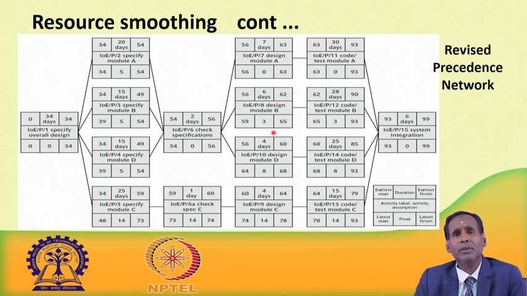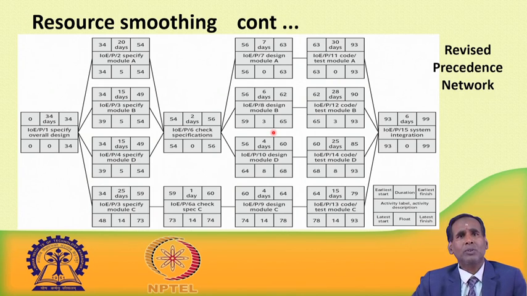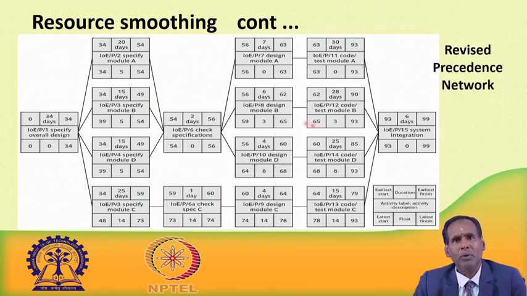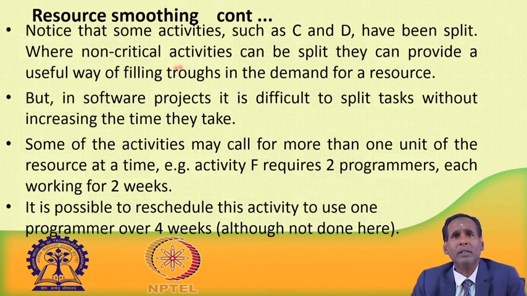And as I have already told you, by this process we have to revise the precedence network, we have to slightly delay from the earliest start date where total float is available. So, the original precedence network we have already given earlier, and this is the revised precedence network where the earliest start dates have been slightly delayed wherever float is there. Please note that some activities such as G, C and D have been split.